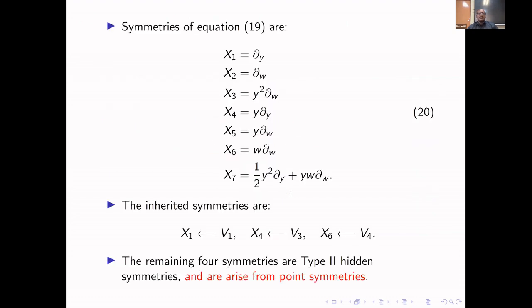Now we conduct further Lie analysis and come out with these seven symmetries, and discover that X1, X4, and X6 are inherited from the previous analysis. So remove 3, and the remaining 4 symmetries are type 2. Remember, we defined the type 2 hidden symmetry and the type 1 hidden symmetry.